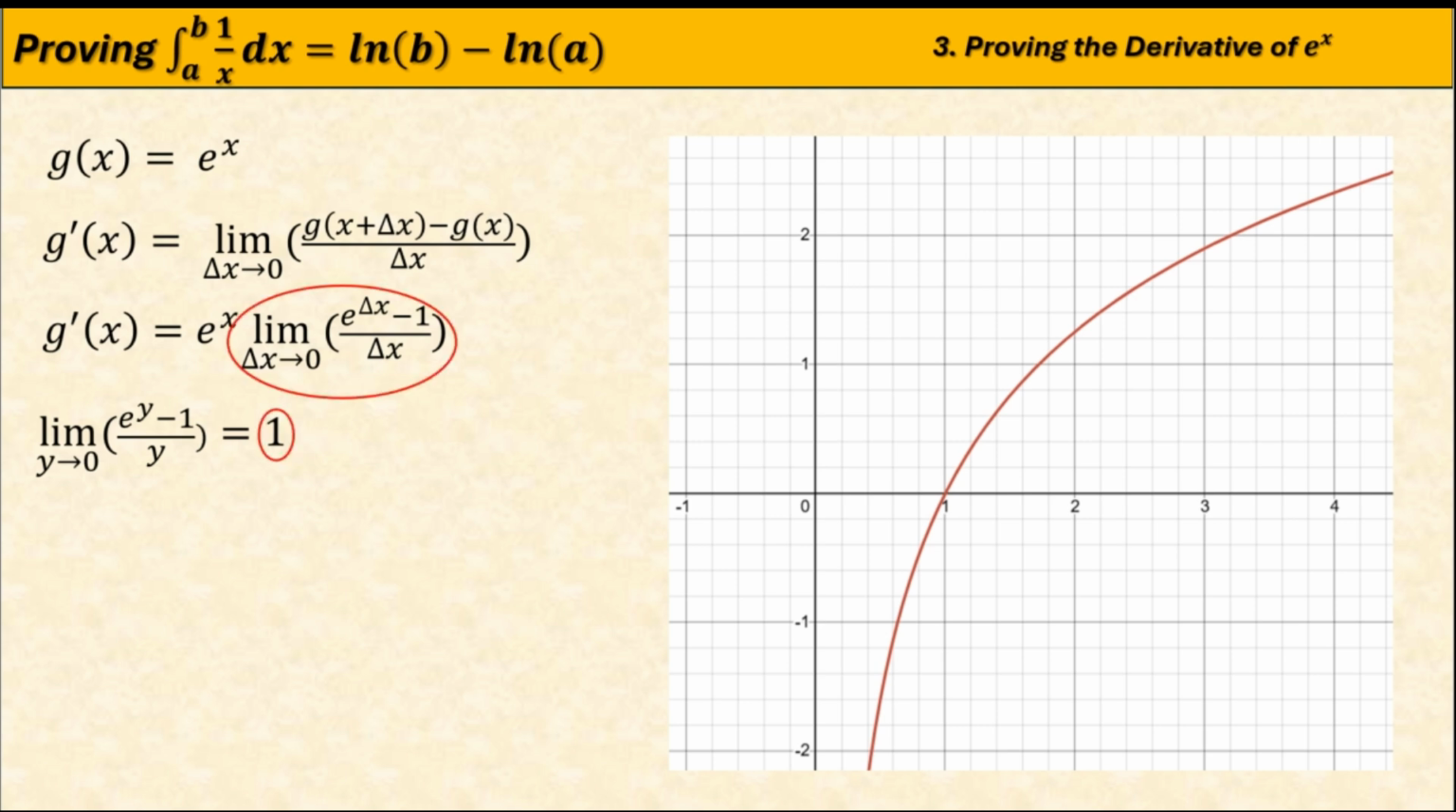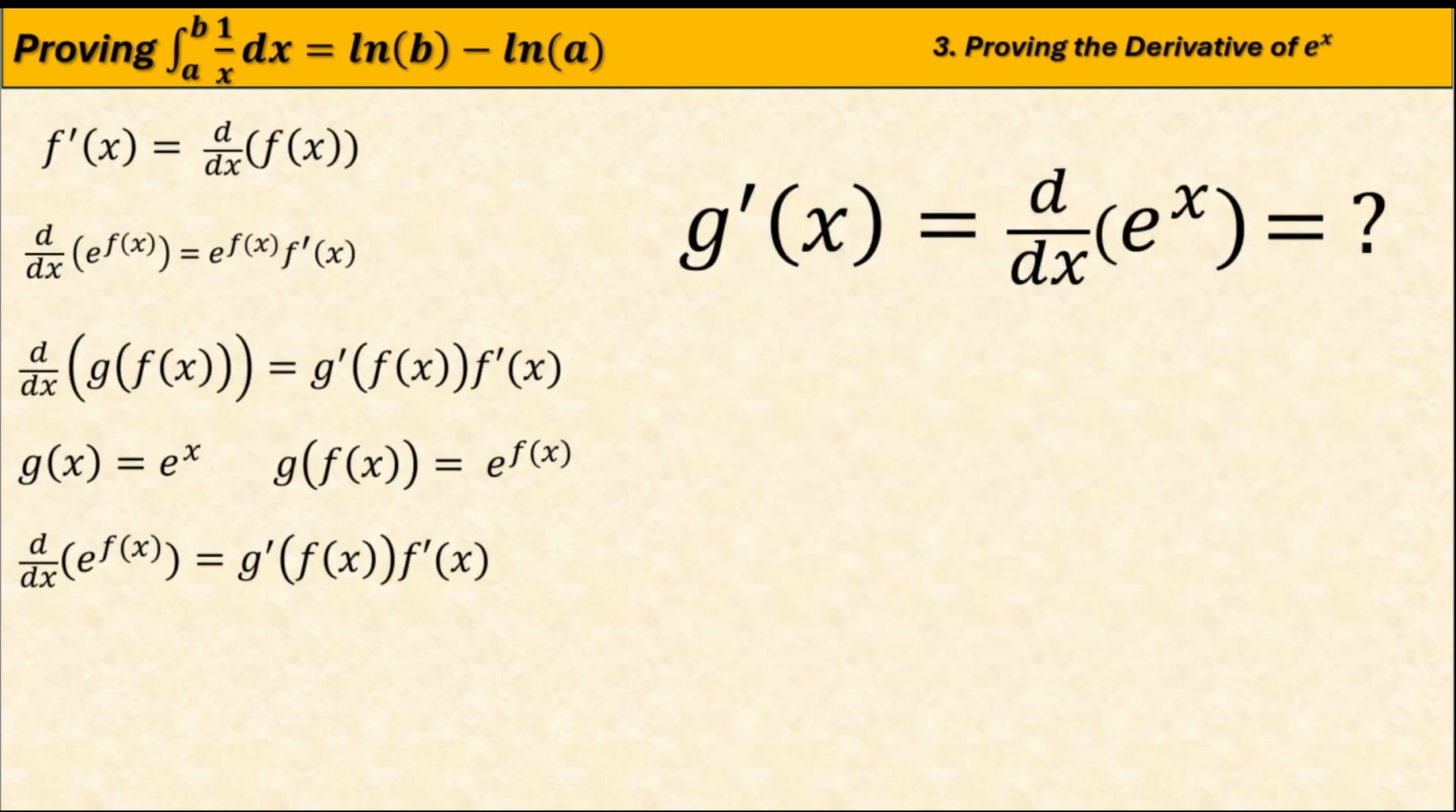So now that we know this limit, we can substitute it in for here, and multiplying by 1 just gives us e to the x. So now we know that the derivative of e to the x is e to the x. This is something else that I mentioned in my video about Euler's number, so there's a proof for it. So going back to what we have here, we know that the derivative of e to the x is just e to the x.